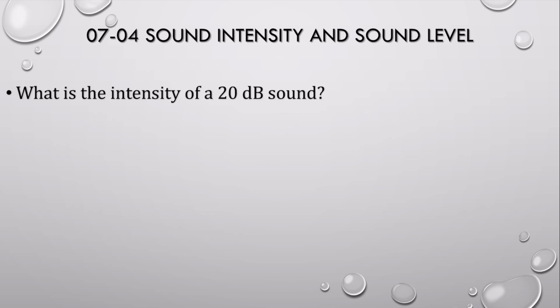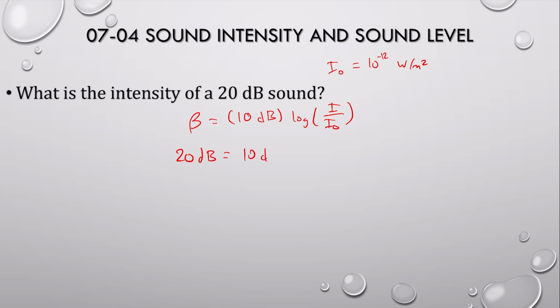So what is the intensity of a 20 decibel sound? So I'm looking for the I. Now we don't have any to compare this to, so we're going to compare it to the I0, which was 10 to the negative 12, the threshold of hearing. So use the intensity level formula. We know we're at 20 decibels, and we're looking for I. I0 will be 10 to the negative 12. So divide by 10 decibels.